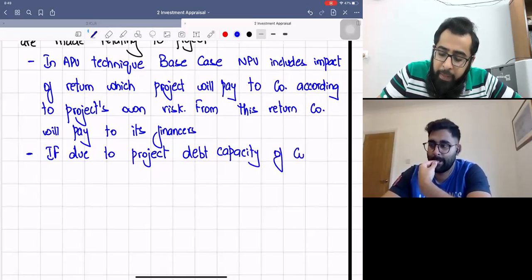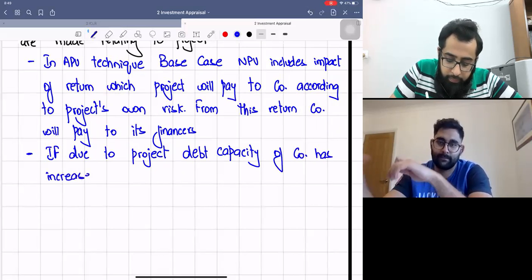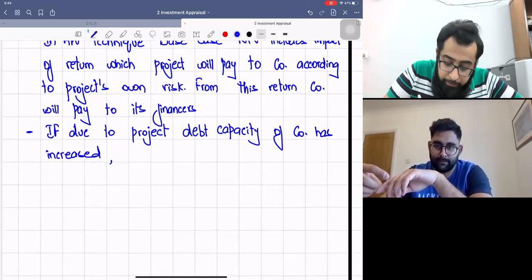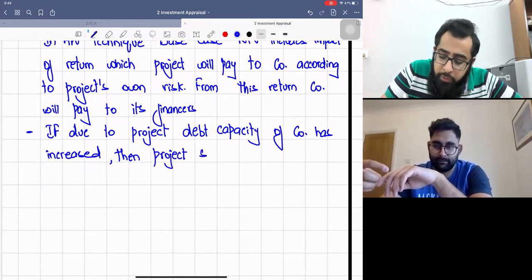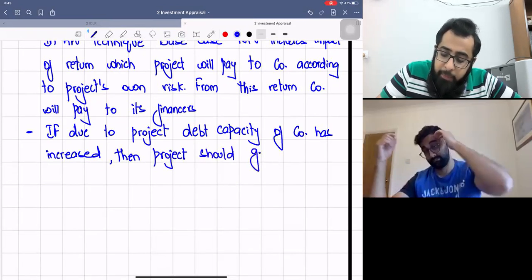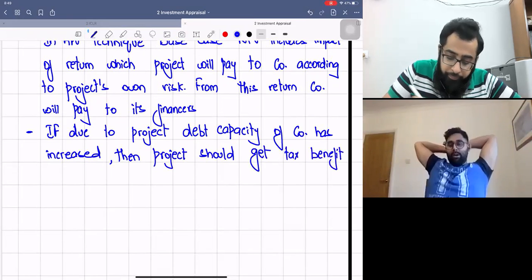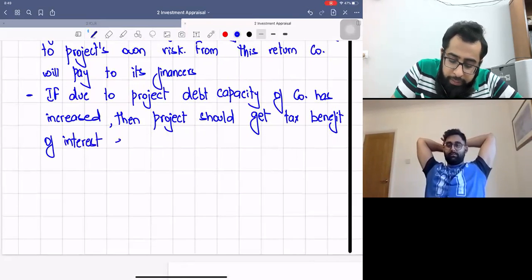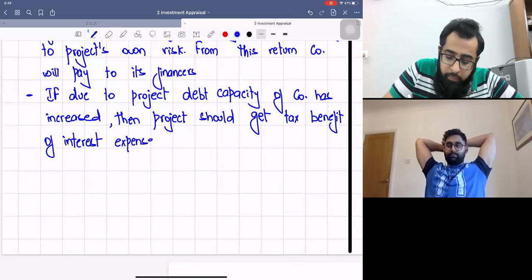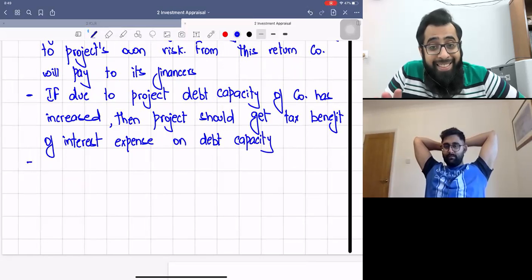If due to the project the debt capacity of the company has increased, then the project should get the tax benefit of the interest expense on that debt capacity. Okay, so the project gets this. That was number 4 though, number 3. There is no mandatory list.